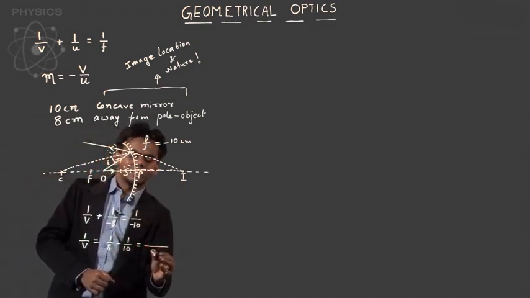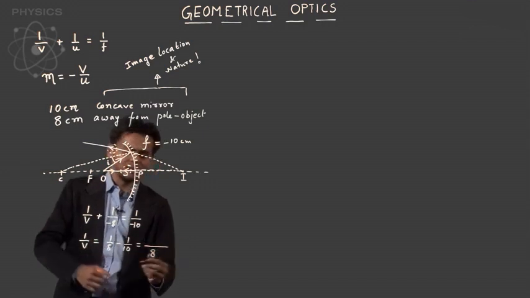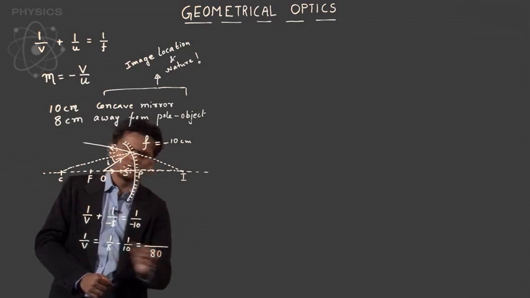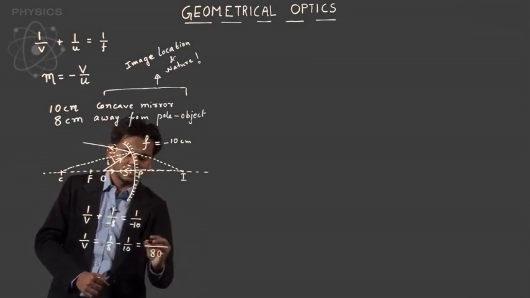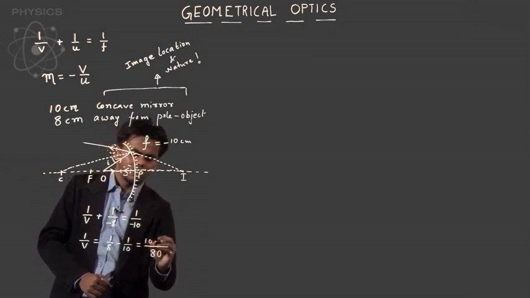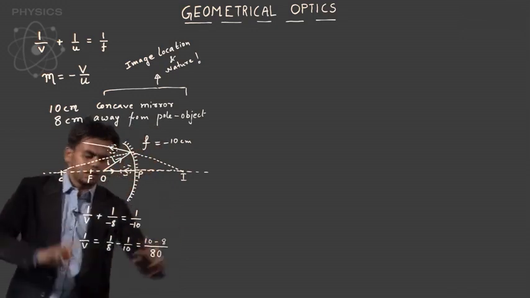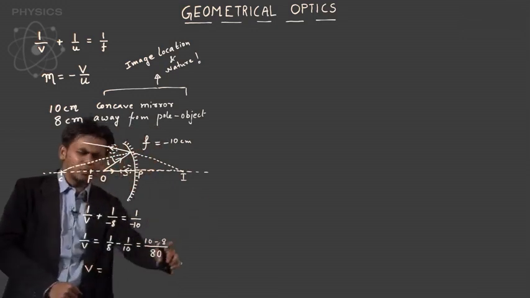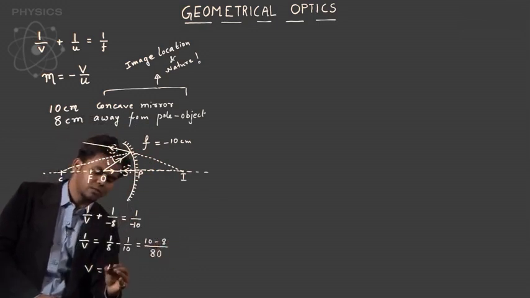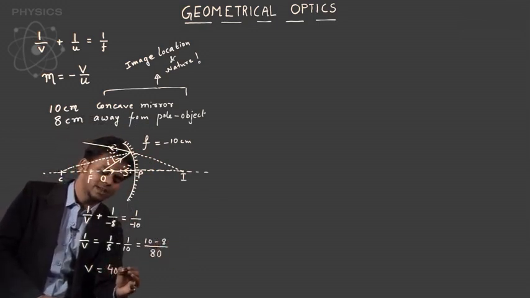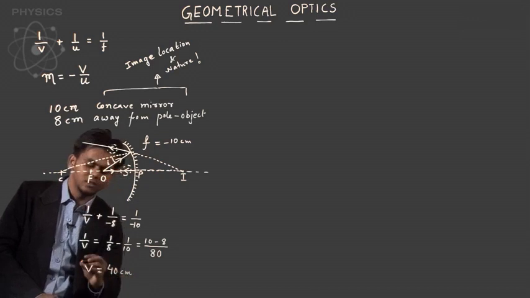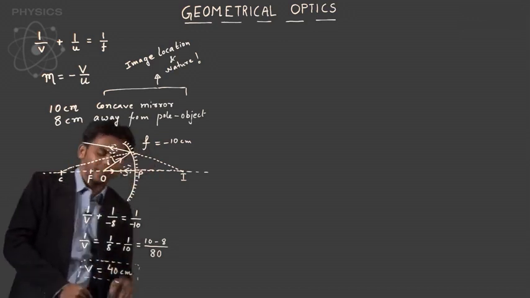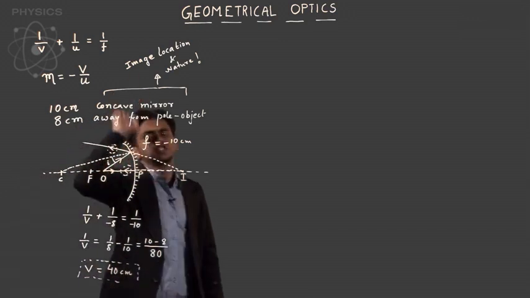Don't worry about the LCM part, just multiply the denominators. Whenever you are confused about what the LCM would be, just multiply the denominators. It's the easiest way out. 10 minus 8, invert it through. What you would get is 80 upon 2, which means 40. And when I say 40, it is 40 centimeters. So V is 40 centimeters, and this is your image location.